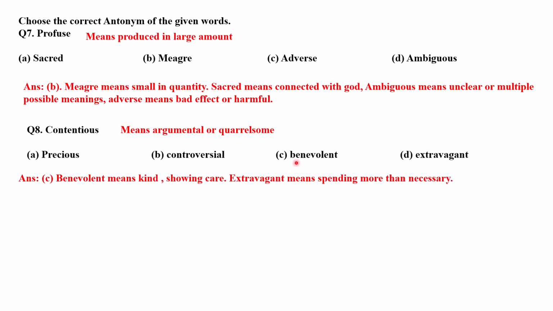Now what is the meaning of benevolent? Benevolent means someone who is kind and who shows care. Extravagant means spending more than necessary. And precious, meaning you already know, which is something special.